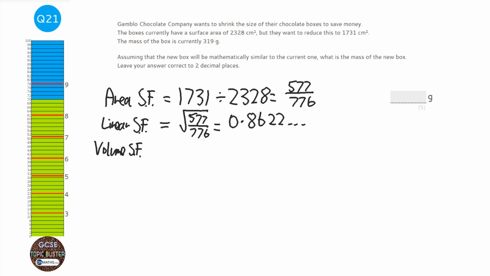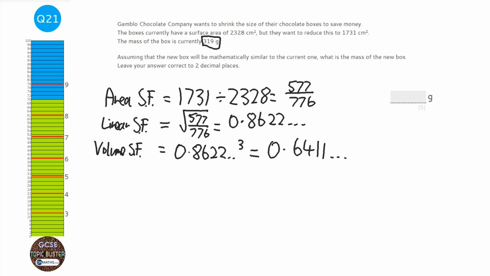Now, to find the volume scale factor from the linear scale factor, you just cube it. So I'm going to show the examiner that I'm going to keep it in my calculator, but I'm going to cube it. So I'm just going to press the X with a little square button, and then 3, or just press the X cubed button. Let's have a look, and that's going to be 0.6411, and again I'm going to keep it in my calculator, because the last step is to find out what the new grams is.